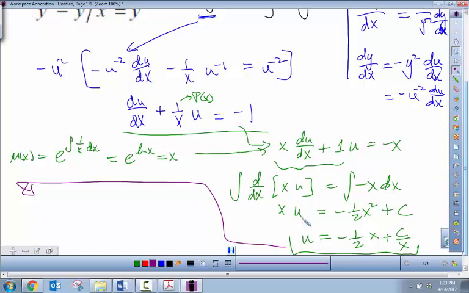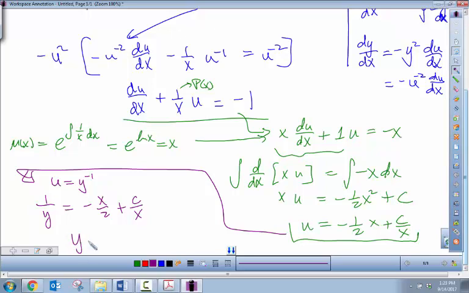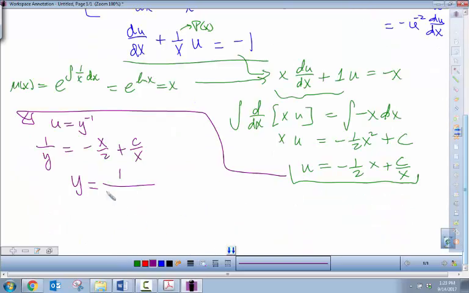And remember that u is equal to y to the negative 1 power. So let's make that one more substitution. Let's call this x over 2 plus c over x. And then if you want to solve for y, you just take the reciprocal. Oh, you know, the reciprocal. And common denominators will make it look a little bit neater.